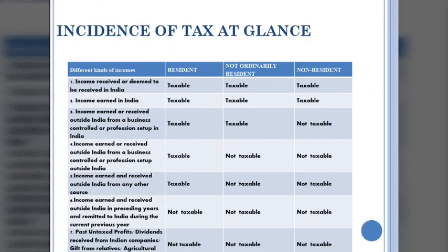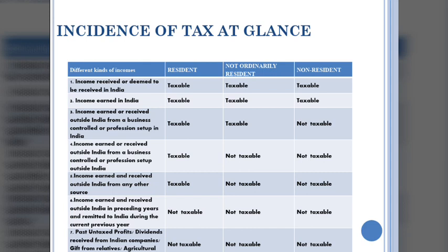The next aspect is the rules for solving the problems relating to the incidence of tax or scope of total income. First, we want to divide the incomes. You want to categorize the incomes according to whom they are taxable. So we want to divide them into three categories: one is resident, another one is not ordinary resident, and the third one is non-resident. First, the nature of the income. Depending on the nature of the income, we can categorize whether it is taxable to a resident, not ordinary resident or non-resident. You see the table, where the different kinds of income and the three categories of residential status are given.